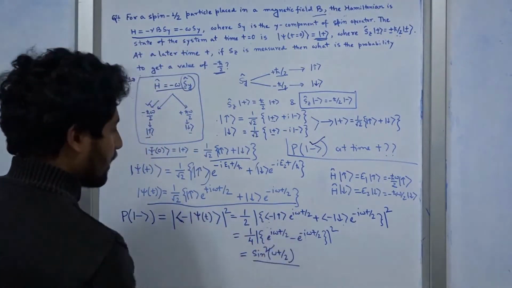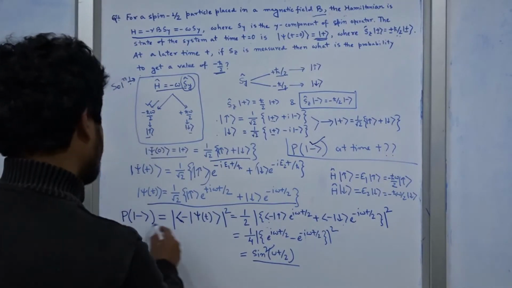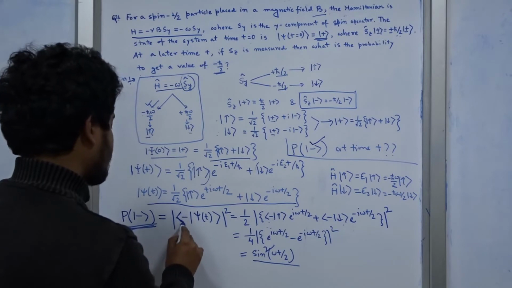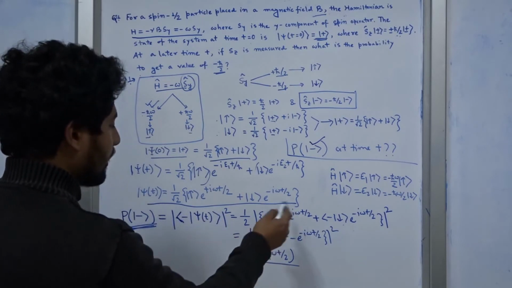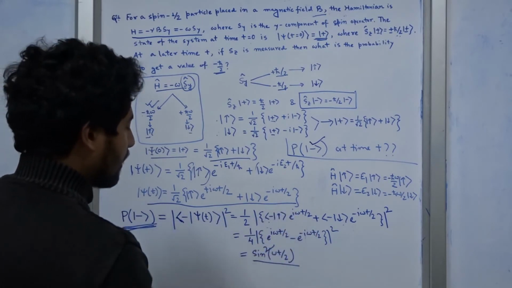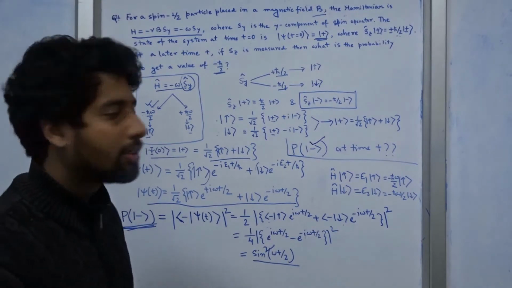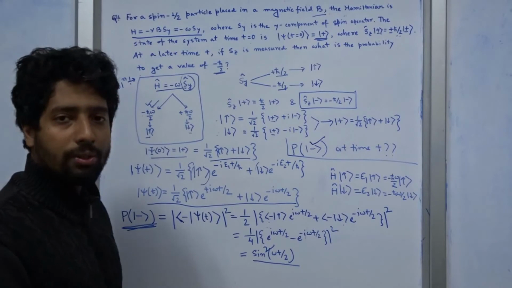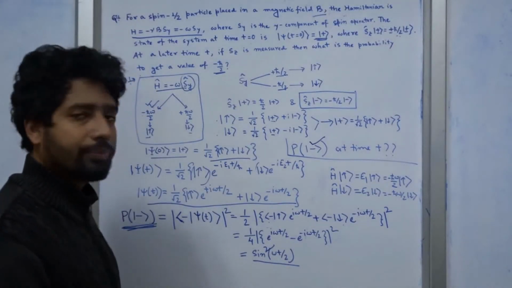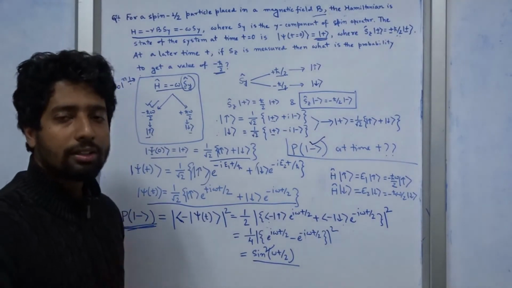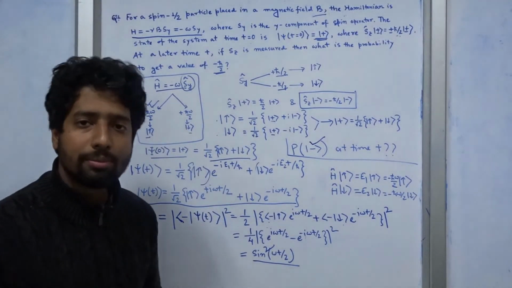Next, this is the final probability that I want to figure out. I just projected this minus with psi of t, took the square, and with simple algebra I get this, sine square multiplied by 2. I hope you get this problem. If you have any doubt, you can write it down in the comment section. Now, let's move to the next problem.